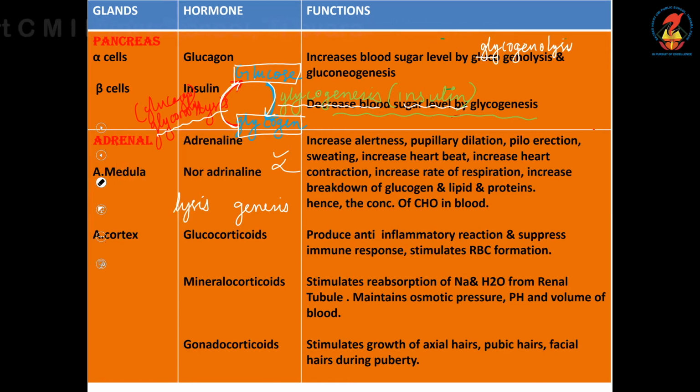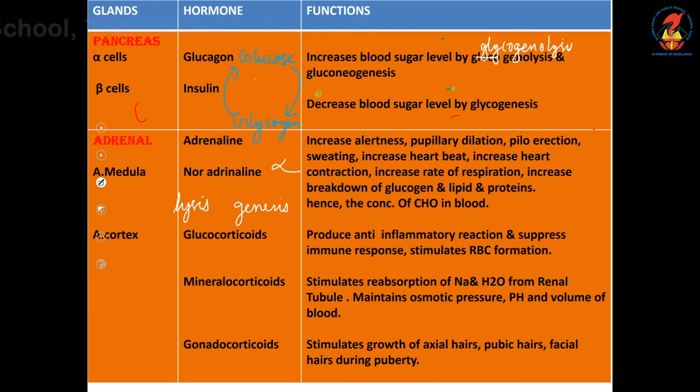Once again, I am erasing and redrawing. I made the flow chart very simple. Glucose is converted to glycogen. So, what is that conversion? It is genesis, so it is called glycogenesis. This process is called glycogenesis and it is brought about by insulin.